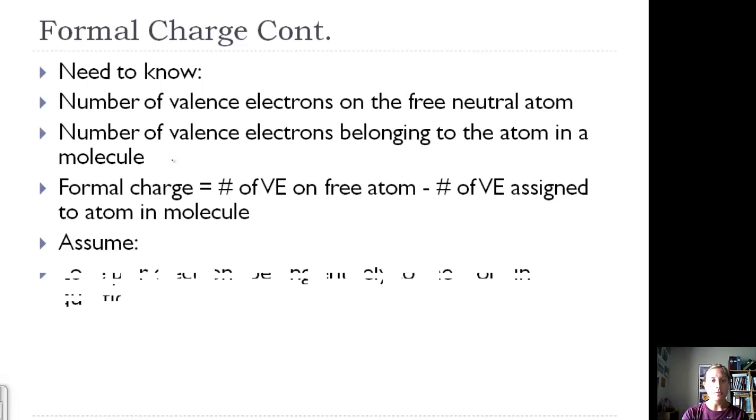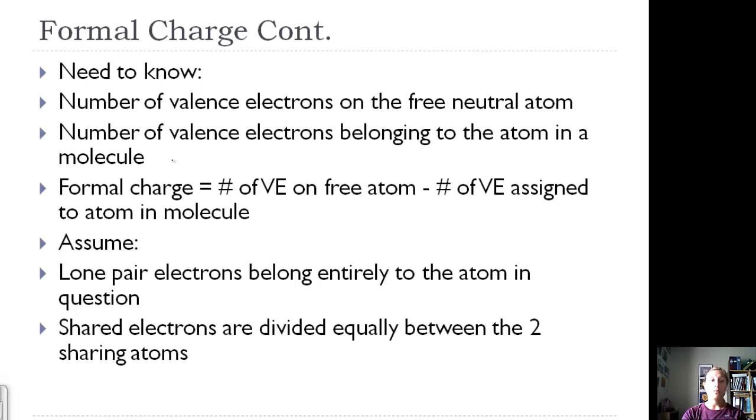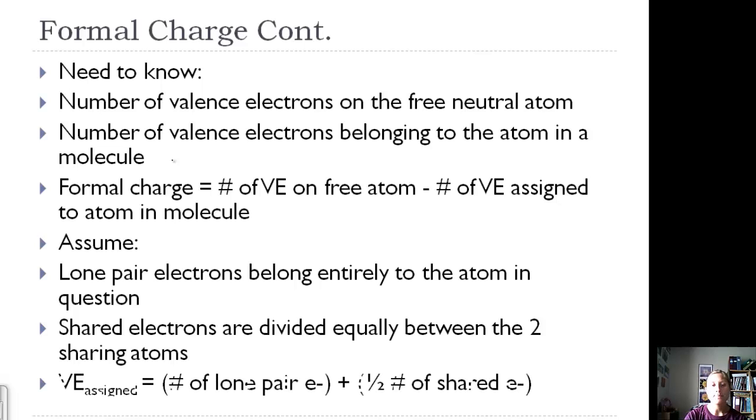And so we're going to make a few assumptions. First, we're going to assume that any lone pairs belong entirely to the atom in question. If there's a lone pair on it, it belongs just to the atom. It's not being shared or moving around. Shared electrons, we're going to say, are divided equally between the two sharing atoms. So if we have a single bond, then each is getting one of those electrons. And so to find the valence electrons that are assigned, we take the number of lone pair electrons on that atom, because we're assuming that each atom gets its own lone pairs, plus 1/2 times the number of shared electrons, since those are going to be split in half.